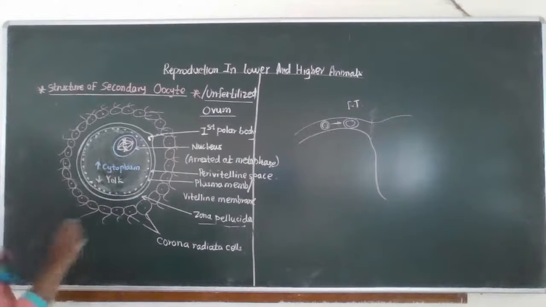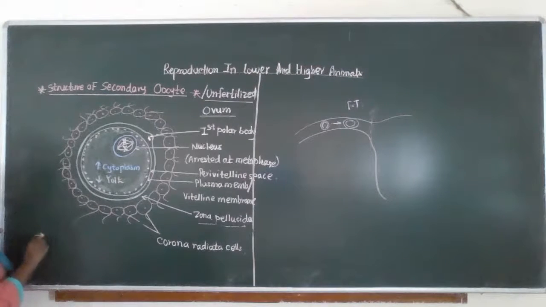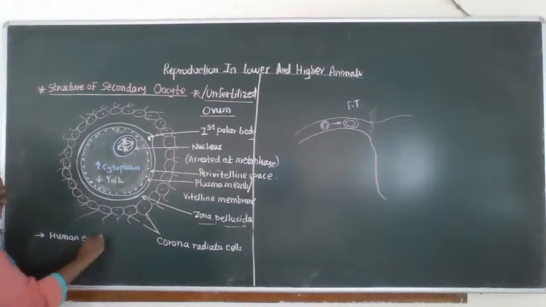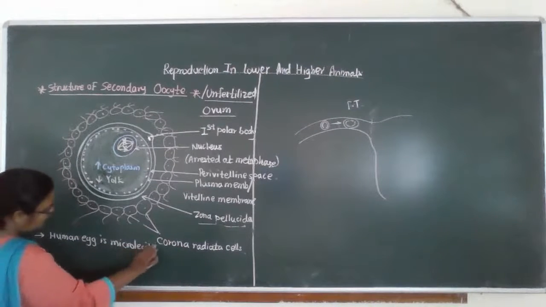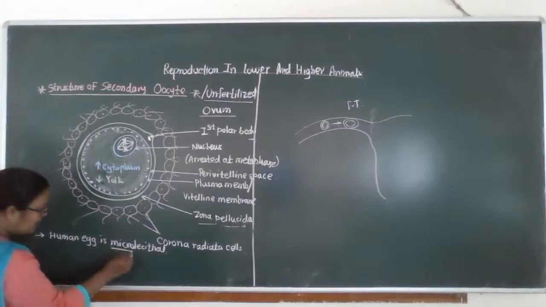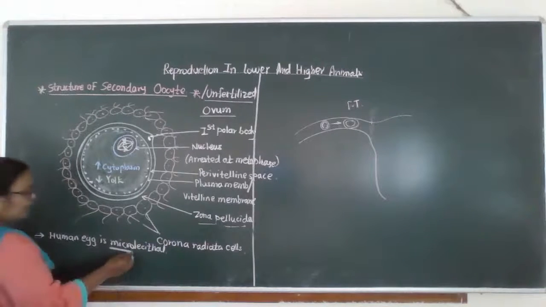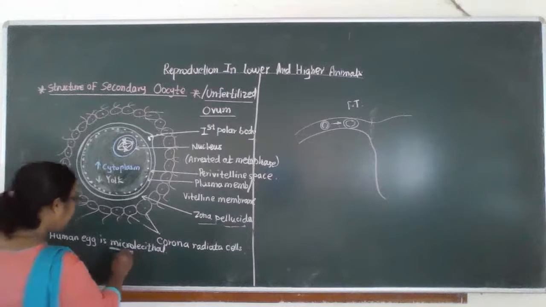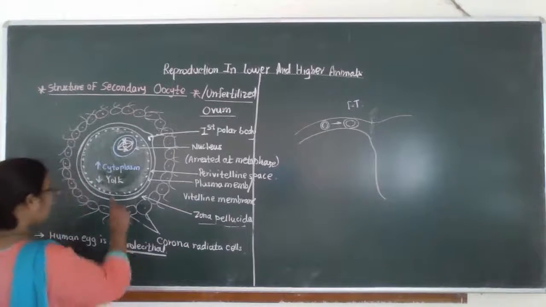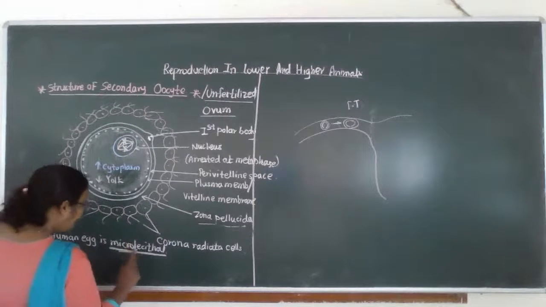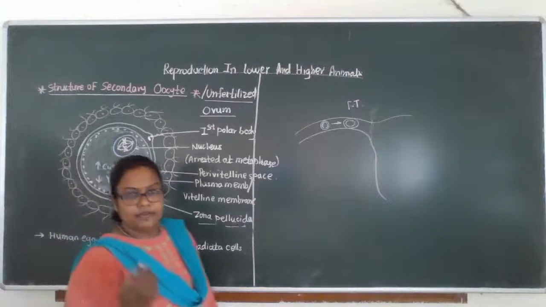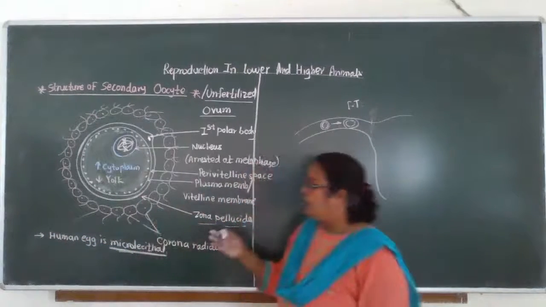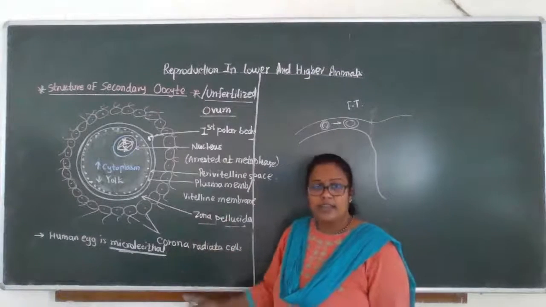The question can be asked: what type of egg is the human egg? It is microlecithal. Micro means very little amount, a very little amount of yolk. When there is a very little amount of yolk, it is called a microlecithal type of egg. Another type is alecithal, and further on, different types of eggs are there, but the human egg is a microlecithal egg.